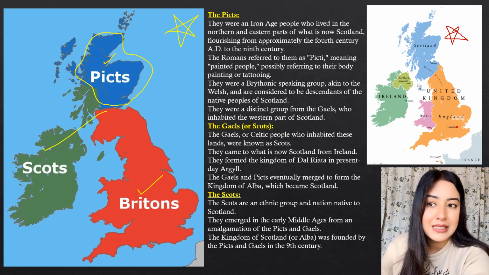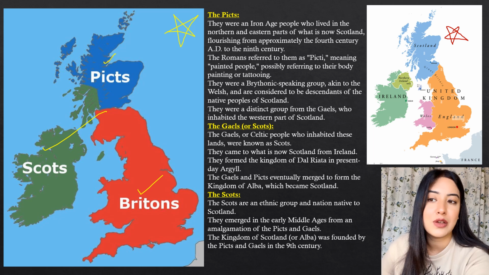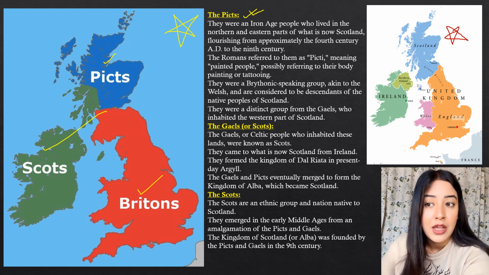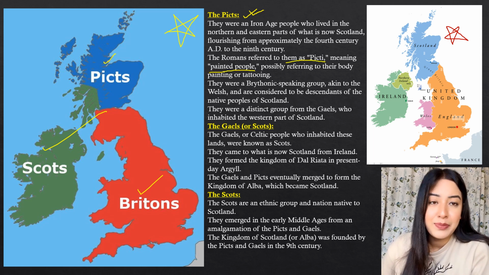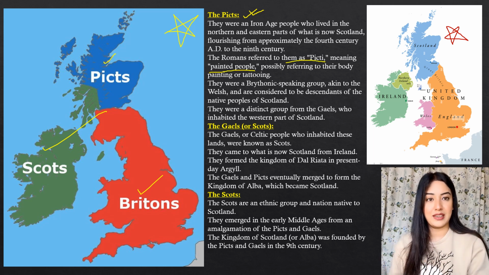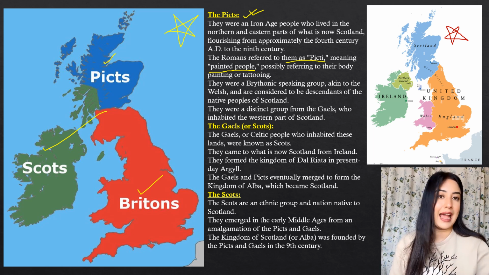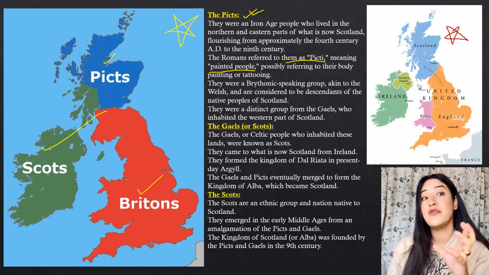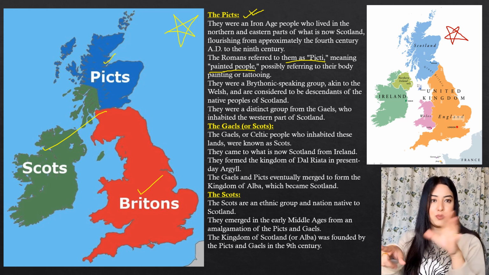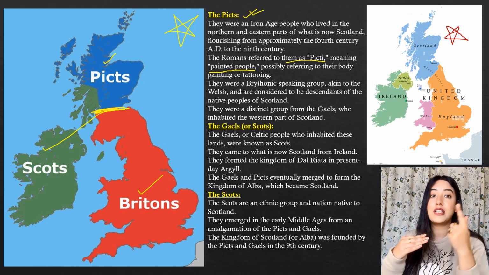So who are the Picts then? They were Iron Age people who lived in the northern and eastern parts of what is now Scotland, flourishing from approximately the 4th century AD to the 9th century. The Romans referred to them as Picti, meaning painted people. So they were indigenous people over here. They probably painted themselves, their face, hands and body. That's why, when the Romans invaded Britain, you see the boundary, right? I told you they did not invade Scotland, okay.